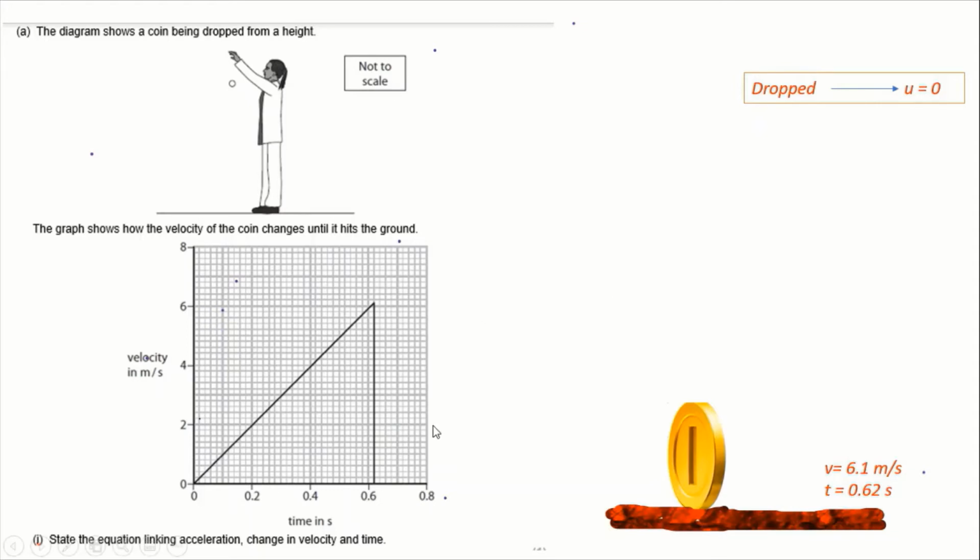From the graph, we are able to identify the final velocity is 6.1 meters per second and the time taken to hit the ground, which is the point where the graph finishes, is 0.62 seconds. So you can identify these values from the scale.